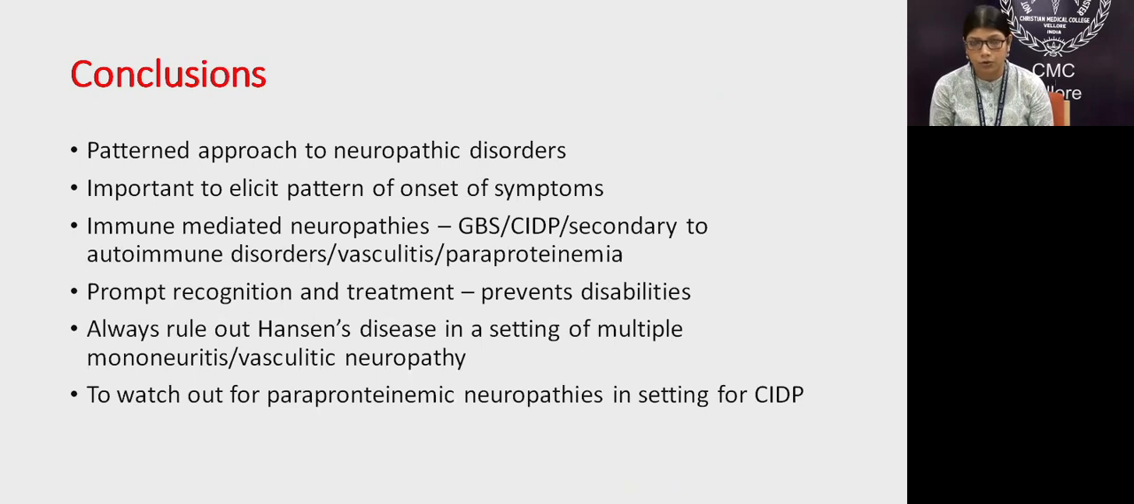Secondary to the other autoimmune disorders, neuropathy can be a presenting symptom of that disorder, such as SLE, rheumatoid arthritis, vasculitis. Prompt recognition and treatment is extremely important because it prevents disabilities. And always rule out Hansen's disease in a setting of multiple mononeuritis or a vasculitic neuropathy. And in a setting of CIDP, always look out for paraproteinemic neuropathies. Thank you for your patient listening.